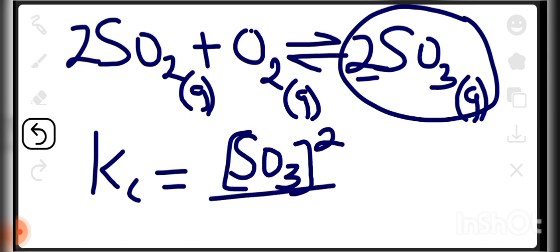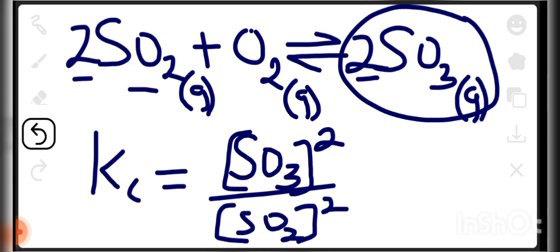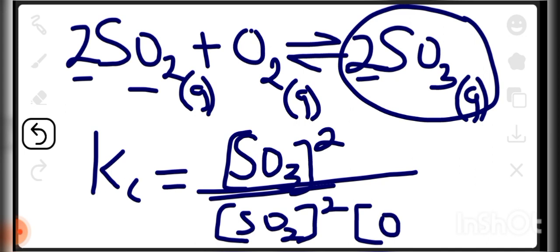Divided by, what do we have in the reactant? We have SO2, raised to power, how many moles? We have 2. Raised to power 2. Then times, we have oxygen here, O2. How many moles? Just 1. So there's no need of saying raised to power 1 because it will not amount to anything. So you just forget about that. So this is what you're going to have.